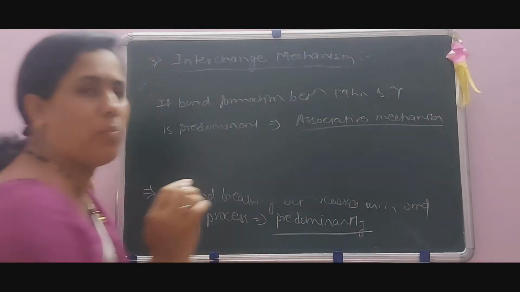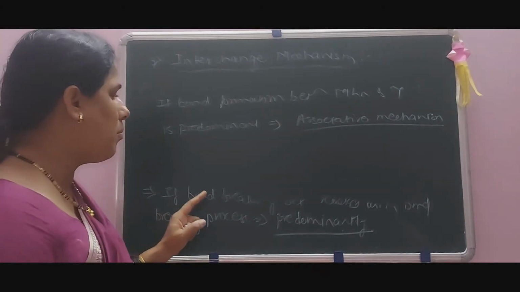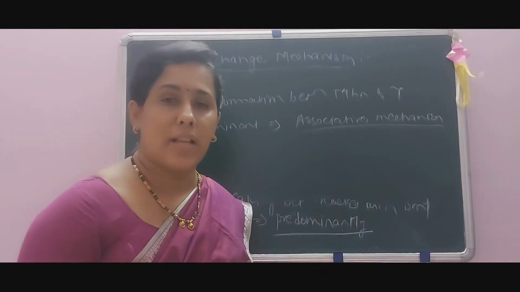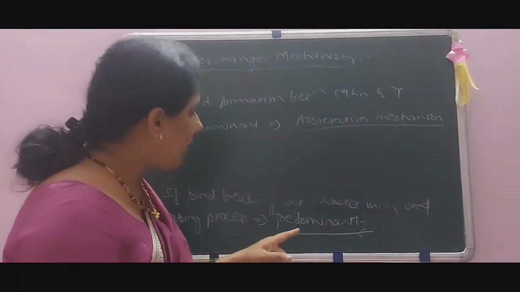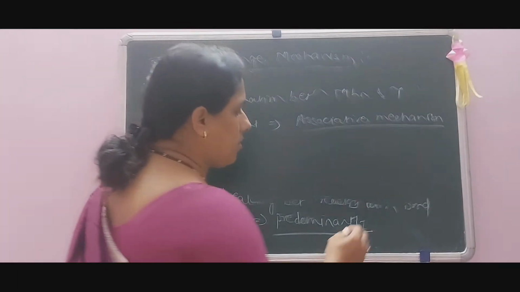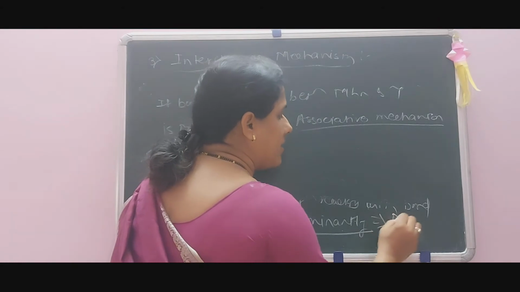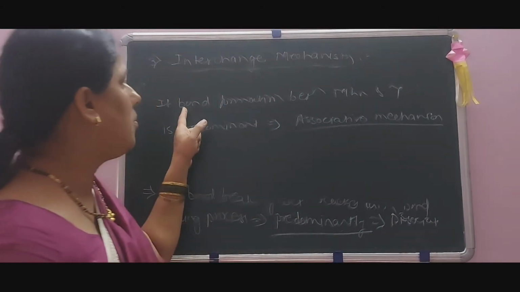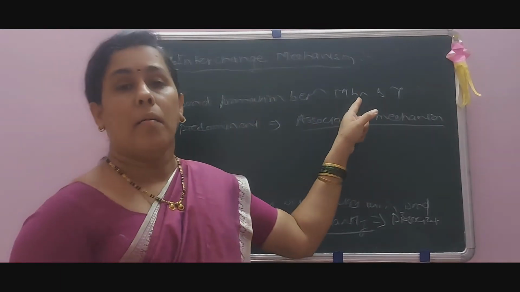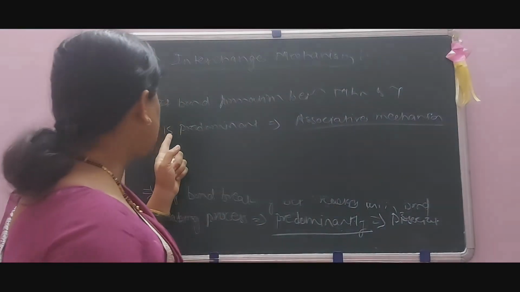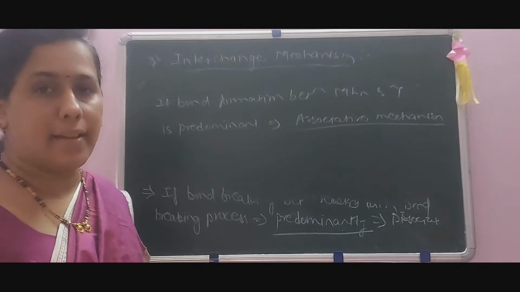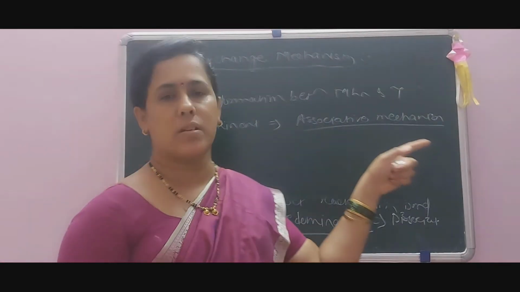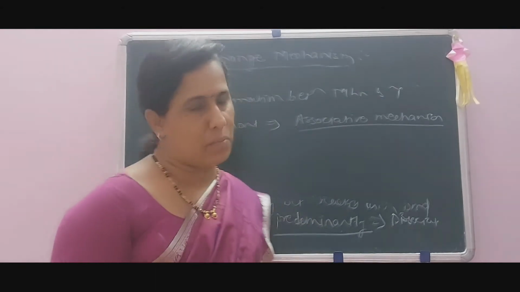What I am saying is, if the bond breaking between the reactants and the leaving group X predominates, it is a dissociative mechanism. And if the bond formation between the metal complex and Y, the entering ligand, which is a nucleophile, is predominant, then the associative mechanism takes place.